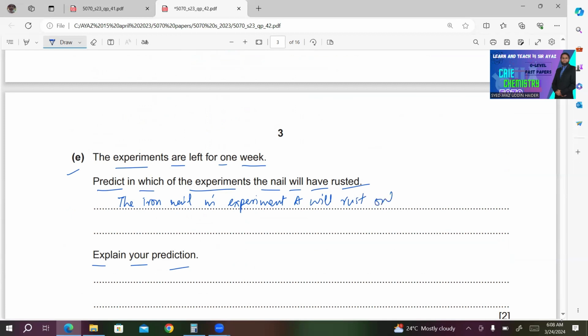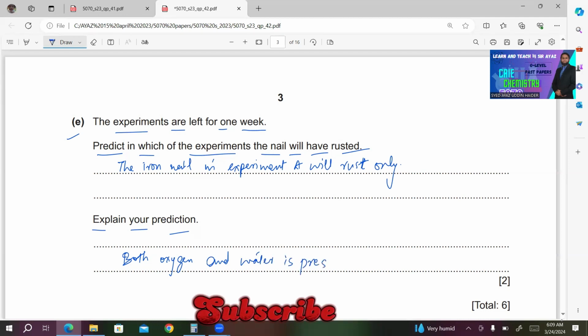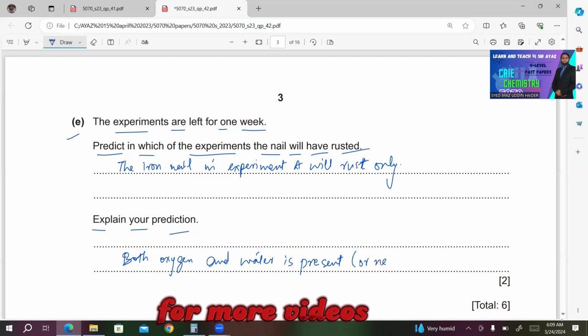Will rust only. So explain your prediction. Both water and oxygen is present, or you can even write needed.